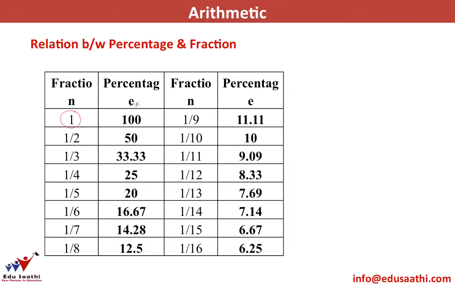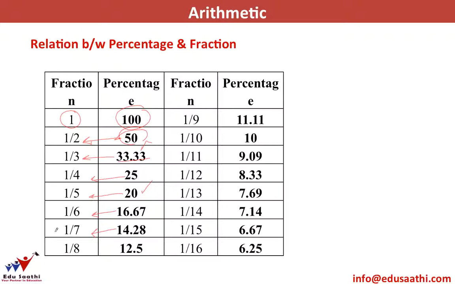1 means 100%. If I write 50%, that means I'm actually talking about half of a thing. 50 by 100, 1 by 2. 33.33, that means I'm talking about 1/3 of a thing. 25 divided by 100 gives me an answer of 1 by 4. 20% is equivalent of 1/5 of anything. 16.66% is also equivalent of 1 by 6th.